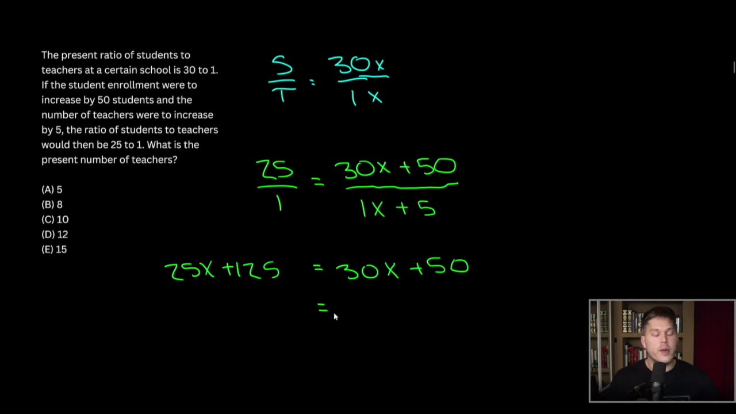Now we just need to combine like terms and solve. So I can move my 25x over to have 5x, and I can move my 50 over to have 75. Then I can divide by 5 to see that x is equal to 15. If x is equal to 15, and the question is, what is the present number of teachers? Well, my teachers represents this 1x. So if x is 15, 15 times 1 is 15, so the present number of teachers is 15.